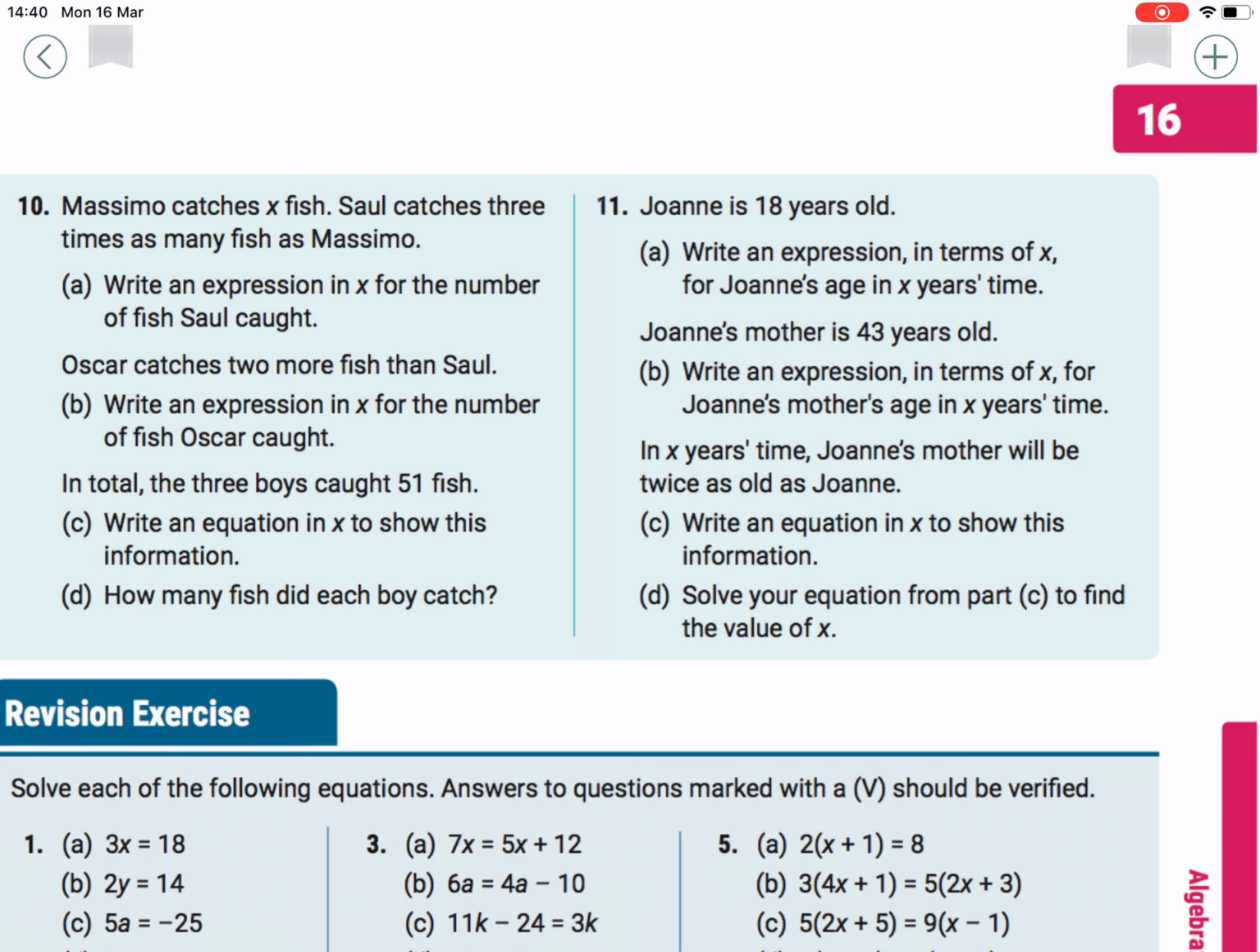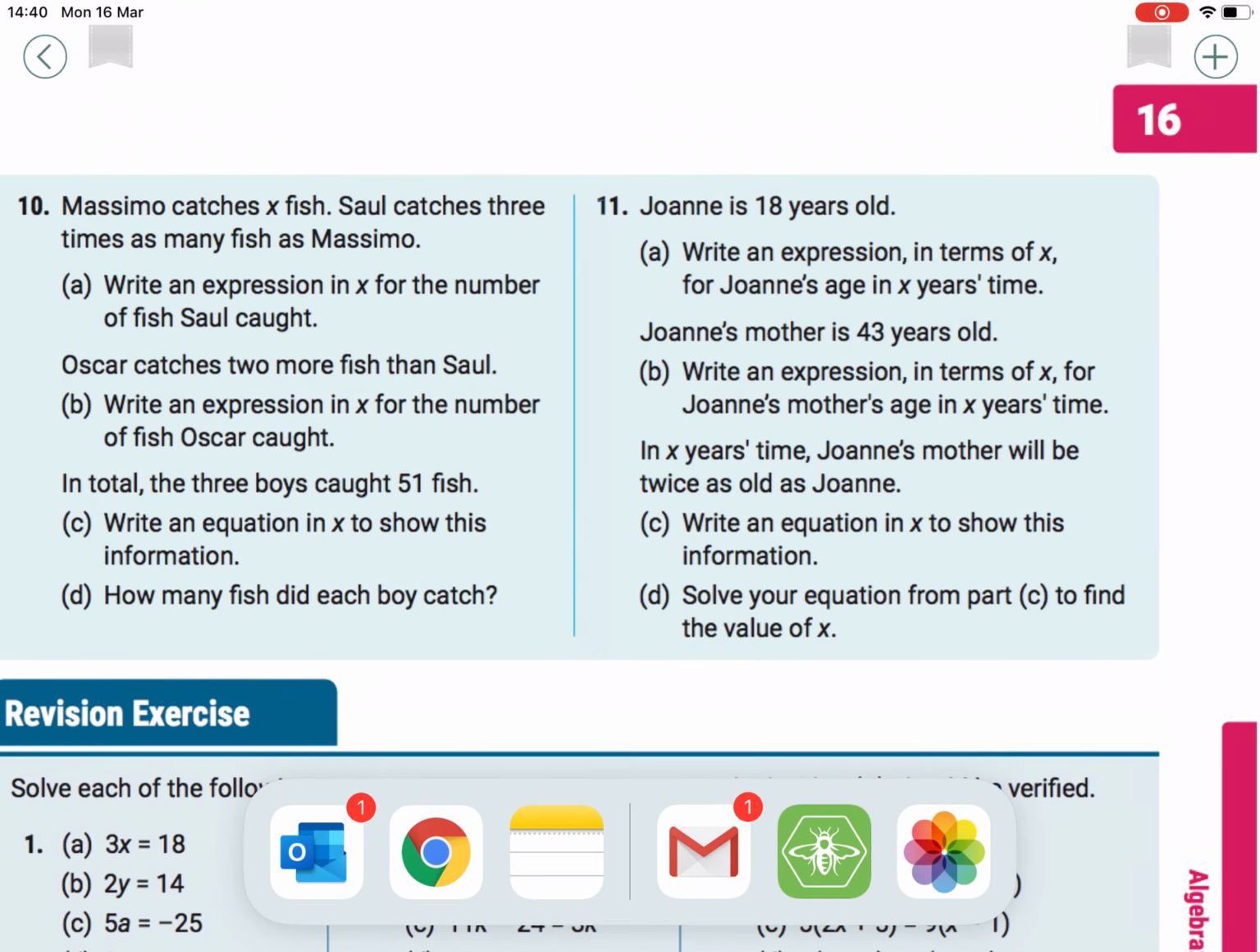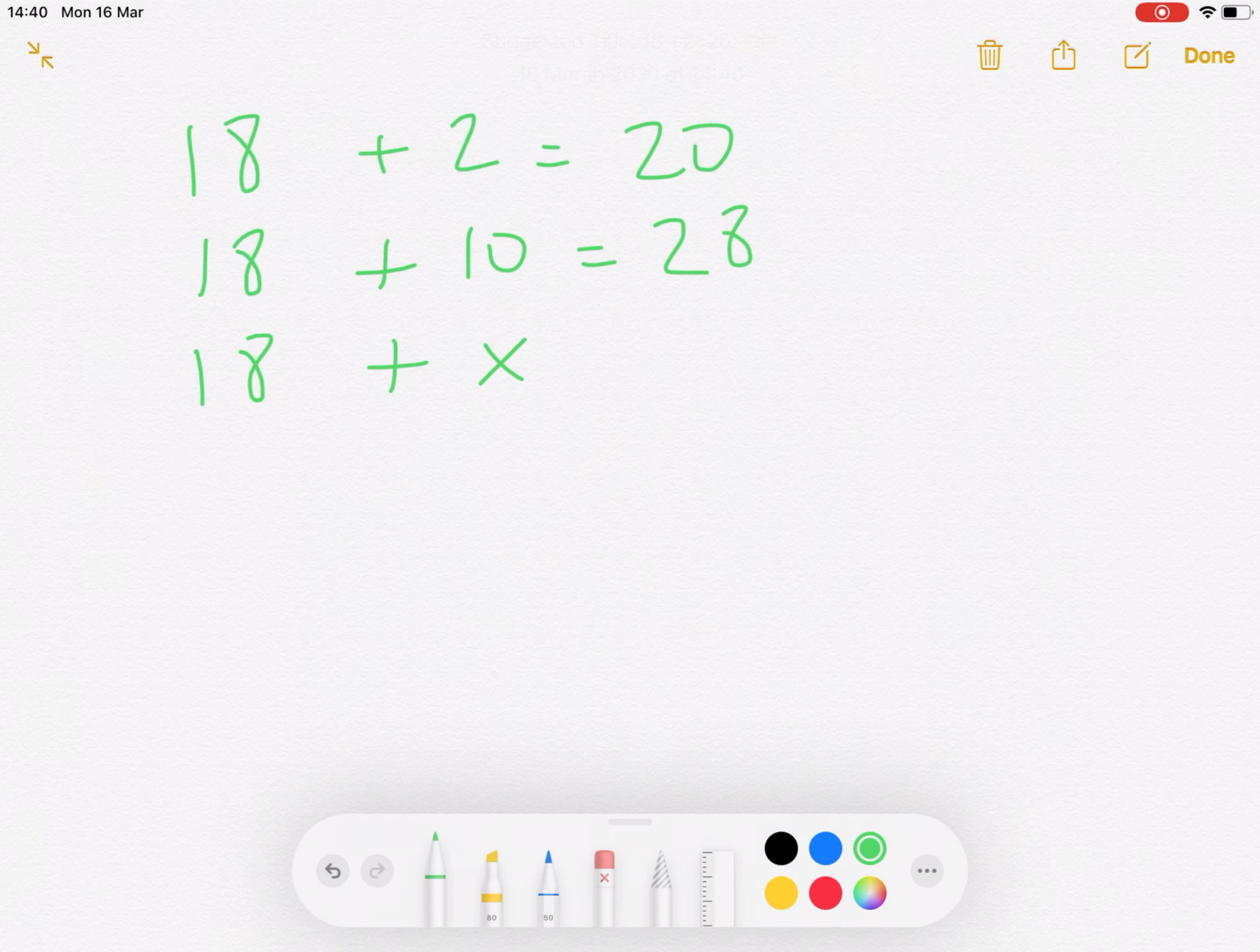It says then Joanne's mother is 43. Write an expression in terms of X for Joanne's mother's age in X years time. So same idea, but Joanne's mother is 43, so we start off with 43, and again we're adding X. So in X years time Joanne is going to be that old, and Joanne's mother is going to be that old.